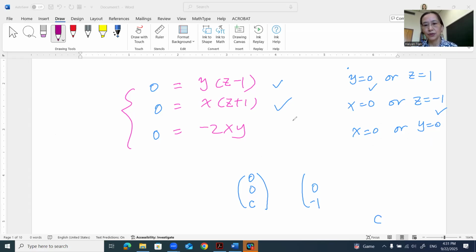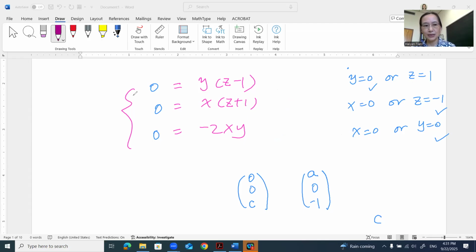That means the x coordinate can be an arbitrary real number. We do not have any restriction for x. As long as y is 0 and z is -1, x can be an arbitrary real number and it is still an equilibrium solution, because all three equations are true. So now we have found another set of infinite equilibrium solutions. So let's continue. Do we have more?